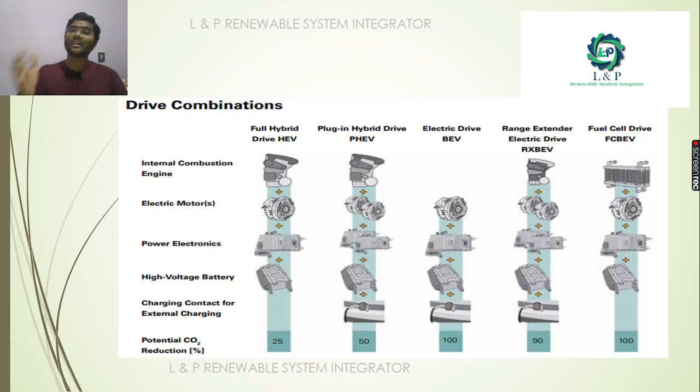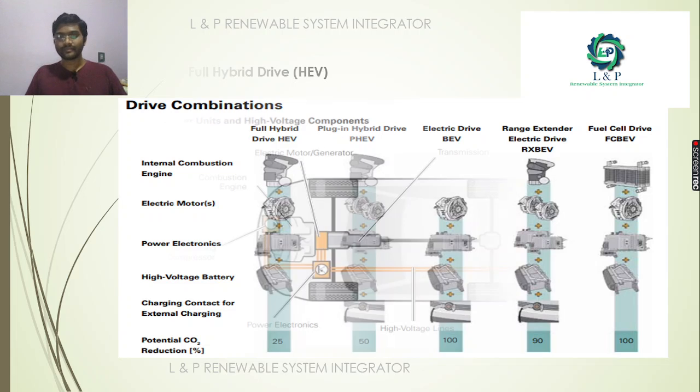What is the fuel required for this fuel cell? Hydrogen is the fuel we use. Hydrogen combining with oxygen produces electric energy, which gets stored inside the battery, and the residue is nothing but H2O, that is water. So in this vehicle also 100% of CO2 is reduced.